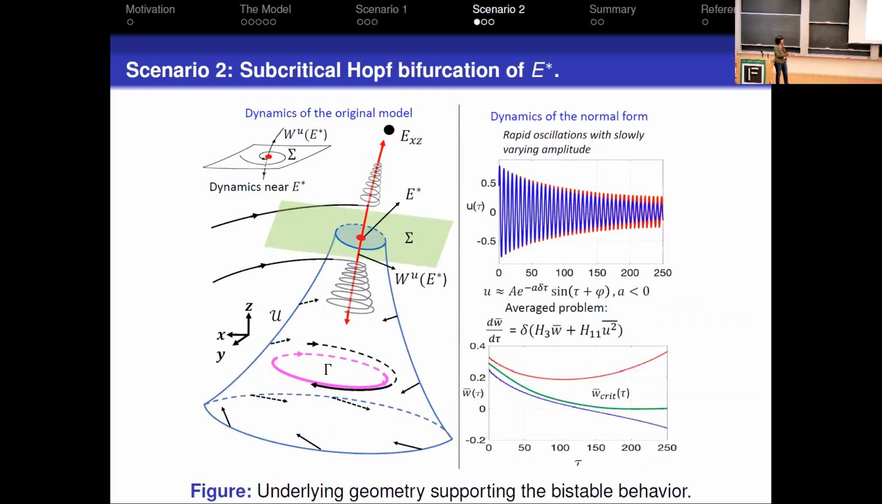Now let me briefly talk about the second scenario, when we have a subcritical Hopf bifurcation, and I'll discuss the underlying geometry that supports the bistable behavior. In this case, our equilibrium point E star is also a saddle focus, but now it has a one-dimensional unstable manifold and a two-dimensional stable manifold. So when we approach near E star, we have two possibilities. Either we approach the boundary equilibrium state, which is here, or we approach a periodic attractor, which I've denoted here in magenta. It turns out that there exists some set U, which contains one of the branches of the unstable manifold of E star, which lies in the basin of attraction of this periodic attractor.